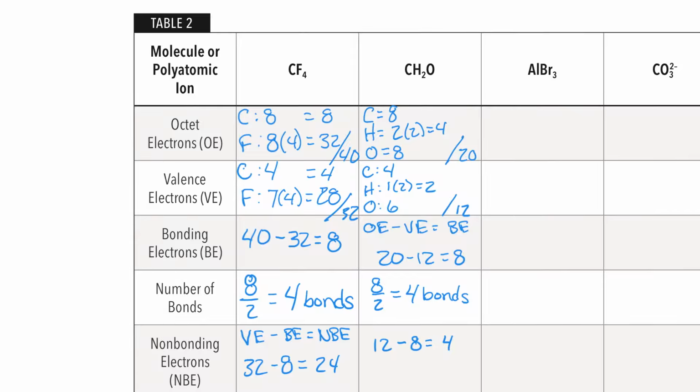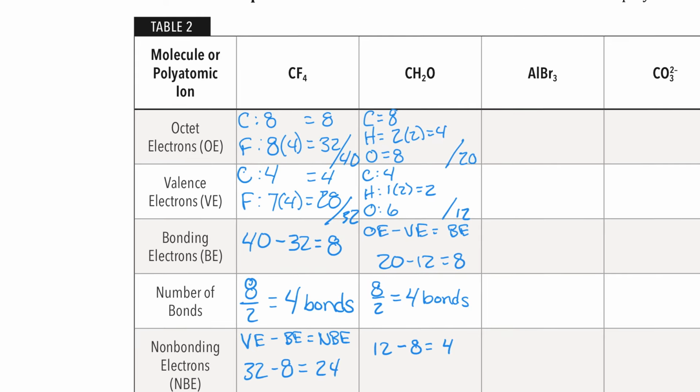Now we'll do the Lewis structure for AlBr3. Aluminum is one of our elements that can support an incomplete octet, so it is fine if it can see 6 electrons. Bromine wants to see 8, and we have 3 of those, so that gives us 24 plus 6, or 30 for our octet number.